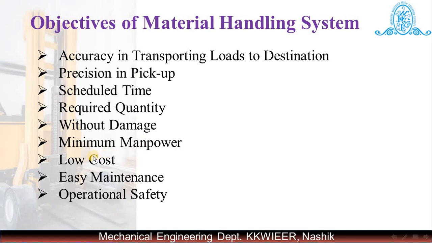Then we have low cost. Transportation cost should be minimum, because it adds to the actual cost of the product. The material handling cost should not be maximum, but if it is there, it should be minimum. With that, maintenance and operational safety should be there for both. Standardization is to be followed for maintenance, and obviously worker or human safety should be followed. So these are all the related objectives which are to be followed.